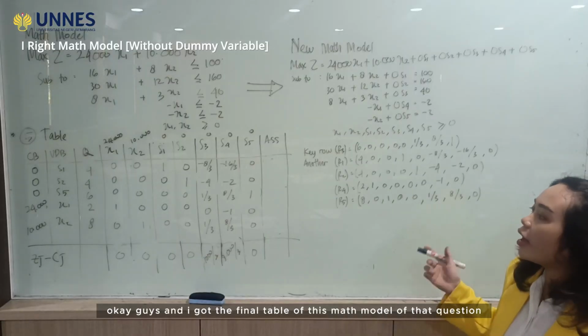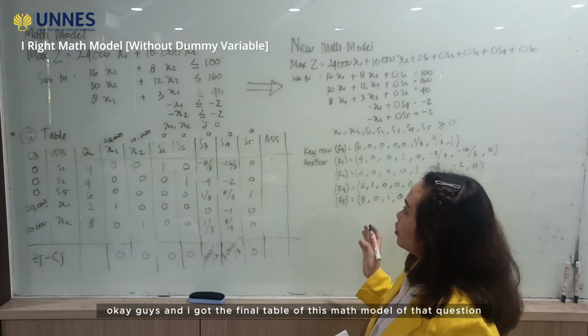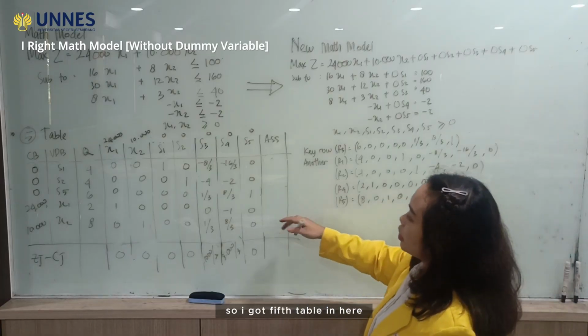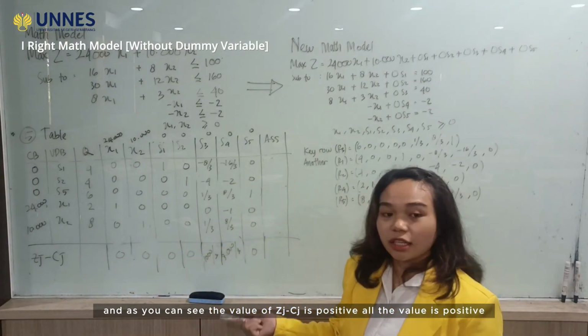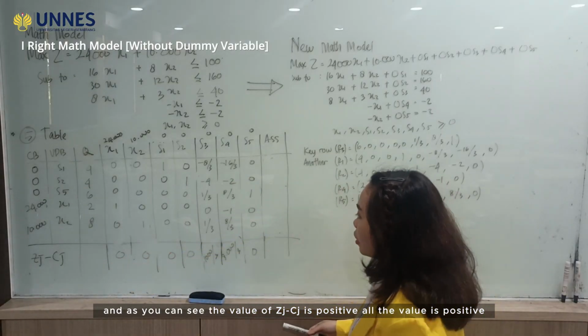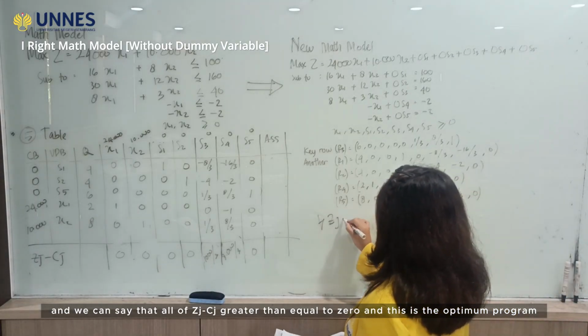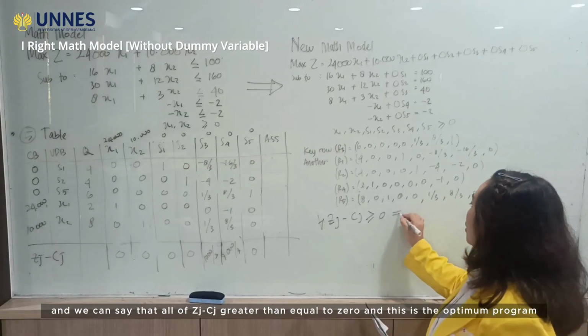Okay, guys, and I got the final table of this math model of the question. So I got the fifth table here, and as you can see, the value of Cj minus Zj is positive. All the values are positive, and we can say that all of Cj minus Zj is greater than or equal to 0, and this is the optimum program.